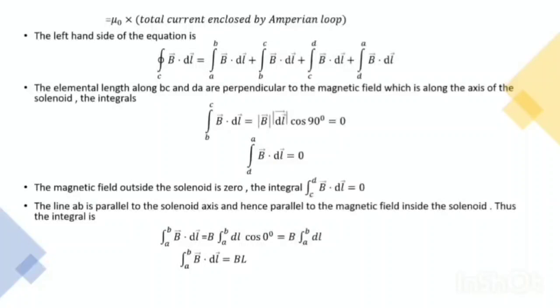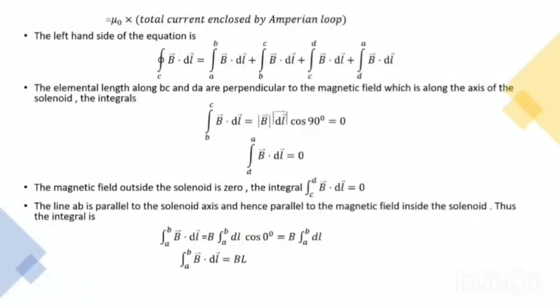Therefore, the integral from C to D of B vector dot dl vector is equal to 0. The line integral AB is parallel to the solenoid axis and is parallel to the magnetic field inside the solenoid. Thus, the integral from A to B of B vector dot dl vector is equal to B times the integral from A to B of dl cos 0 degrees. We know that cos 0 is 1. Therefore, it can be written as B times the integral from A to B of dl.